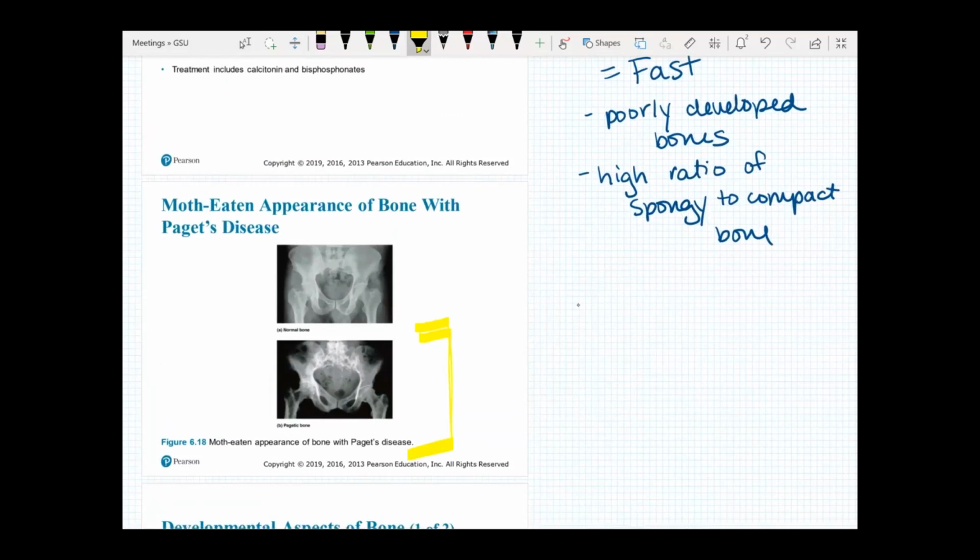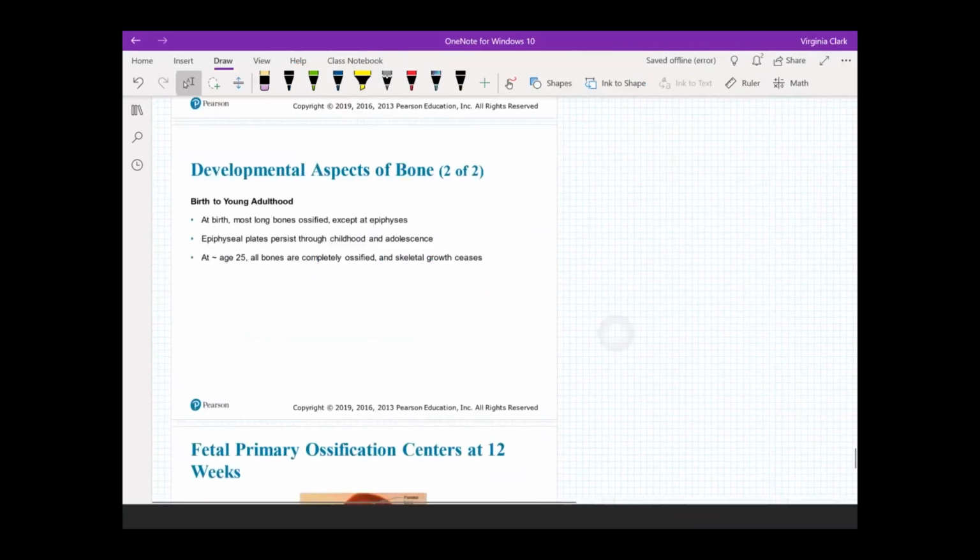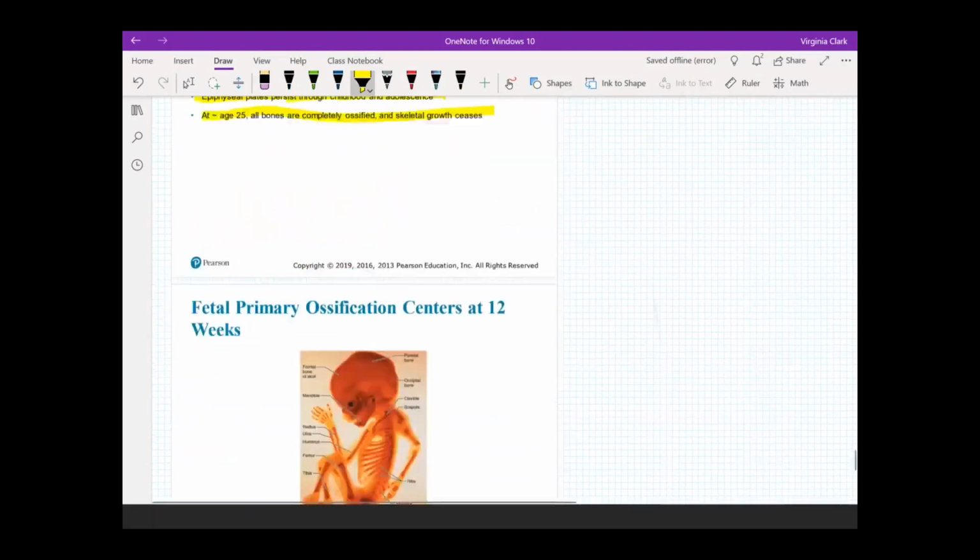So when you're reviewing these three diseases, osteomalacia, osteoporosis, and Paget's disease, know the relationship between bone remodeling and bone resorption for each of these. As we're going through the development of your bone, we've already talked about most of this, but at birth, most long bones are ossified except for the epiphyses. This will continue with the epiphyseal plate doing its thing through childhood and adolescence, and then females and males will close off and ossify that epiphyseal plate at different ages, but by age 25, skeletal growth should decrease.